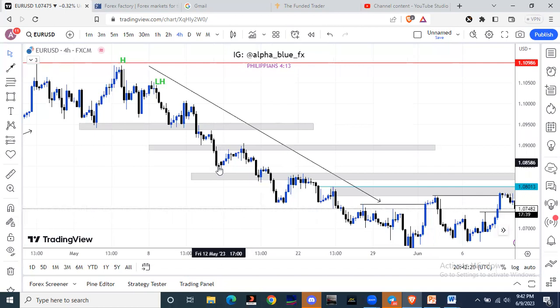When it broke it to the downside, it came back up. First time it touched, you see it reacted. It came back, touched it, and continued to react before here acted as a support and supported price to continue going down.